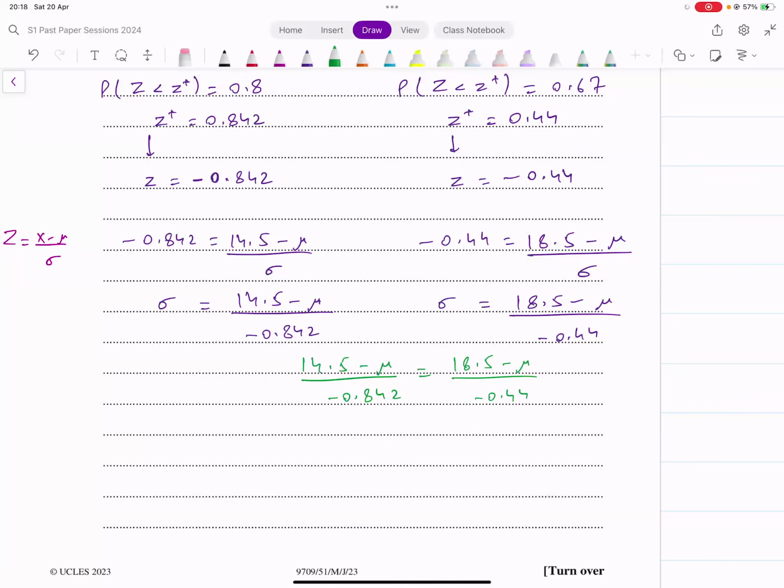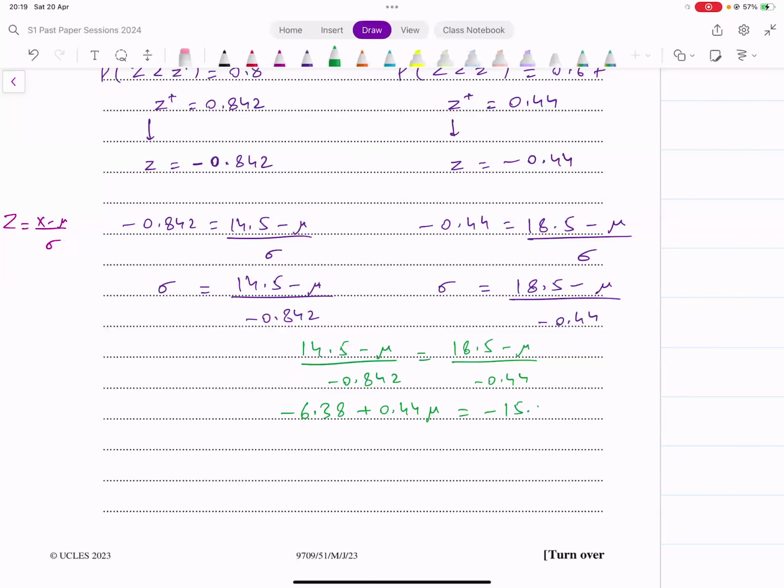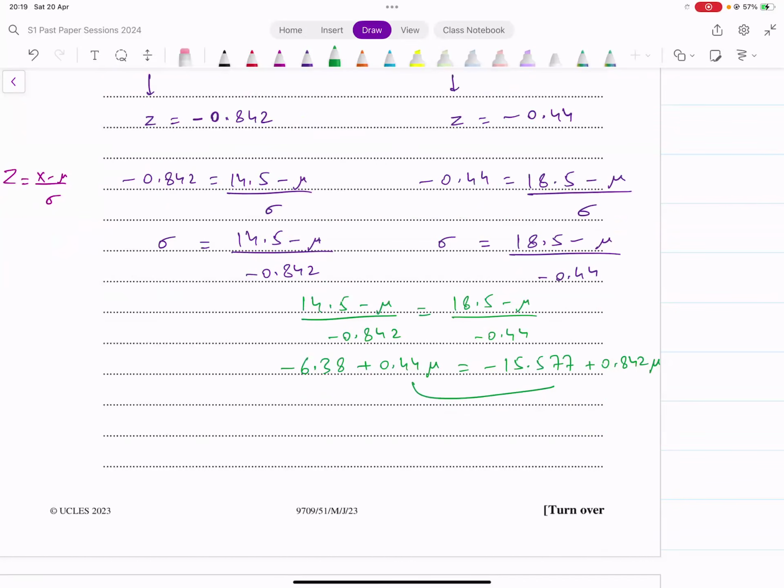Now we need to solve this equation to figure out the value of mu. Okay, now how do we do that? Let's multiply 0.44 into 14.5. That's minus 6.38 plus 0.44 times mu. So I've multiplied this on the left side. Similarly, multiply this on the right and see what that gives you. 18.5 into 0.842, that's giving me minus 15.577 plus 0.842 times mu. And now we can find the value of mu from this, take this term to the right, this to the left, and see what the mean turns out to be.